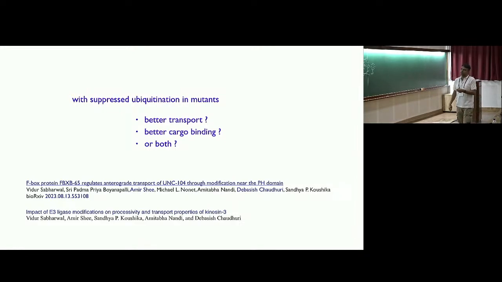So the question is, with suppressed ubiquitination in mutants, we see this accumulation, but is it due to better transport, better cargo binding, or both? I showed in the beginning that there are two domains of the molecular motors. One domain works, so that's transport. Another domain holds the cargo, so that's cargo binding. If I don't hold the cargo, I cannot take the cargo there. So what is happening?